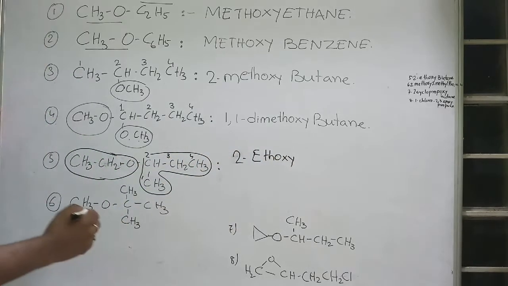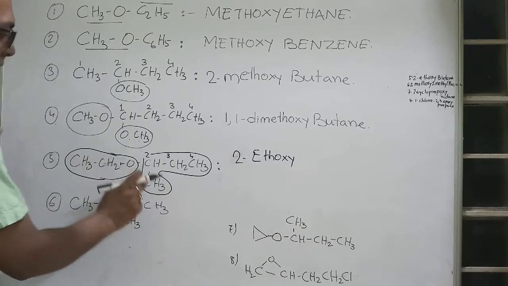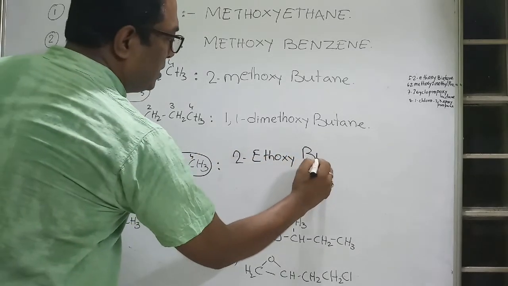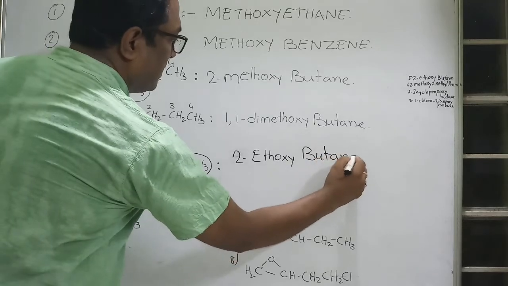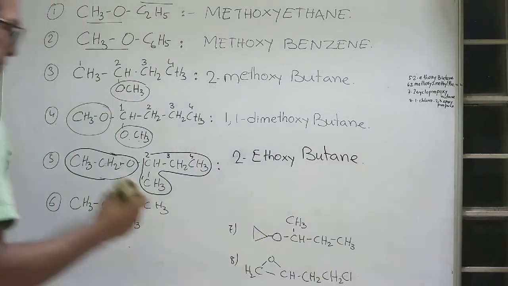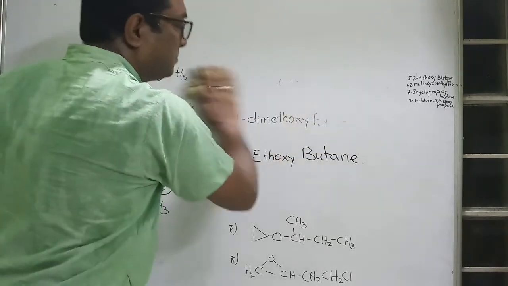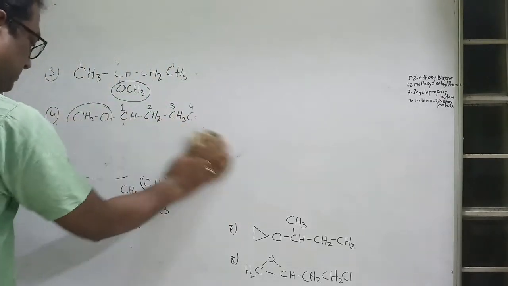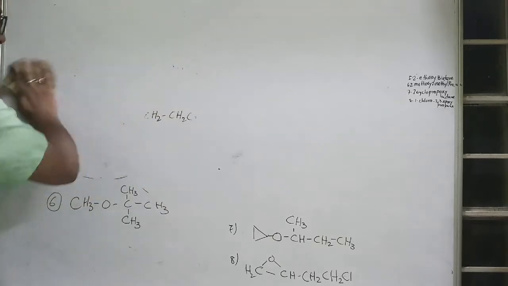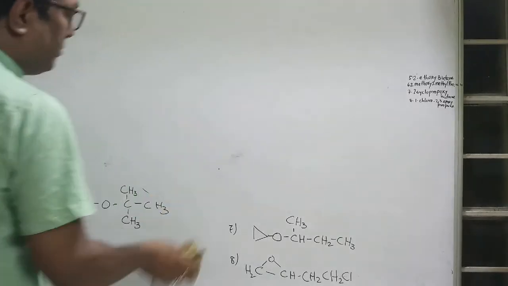2-ethoxy, ethoxy on number 2, and this is butane. So 2-ethoxybutane. I will just rub it off to clear the screen, so we'll have a lot of space in naming the rest of them.